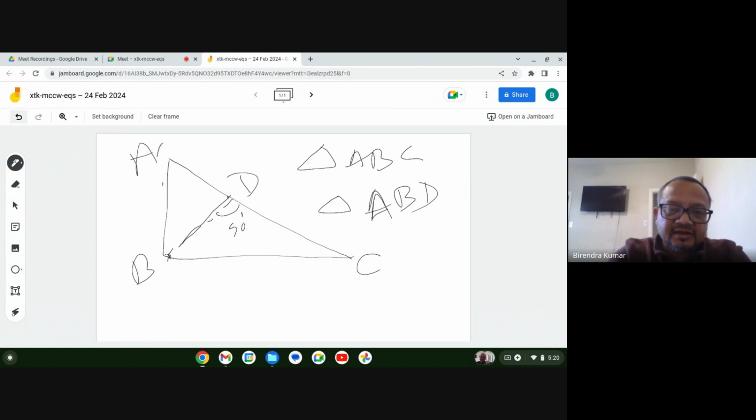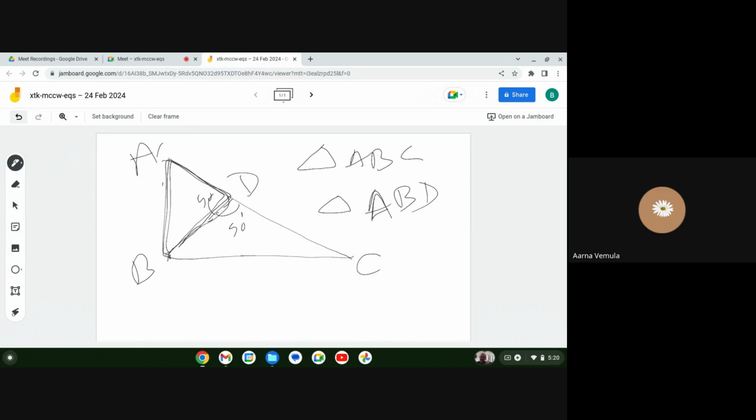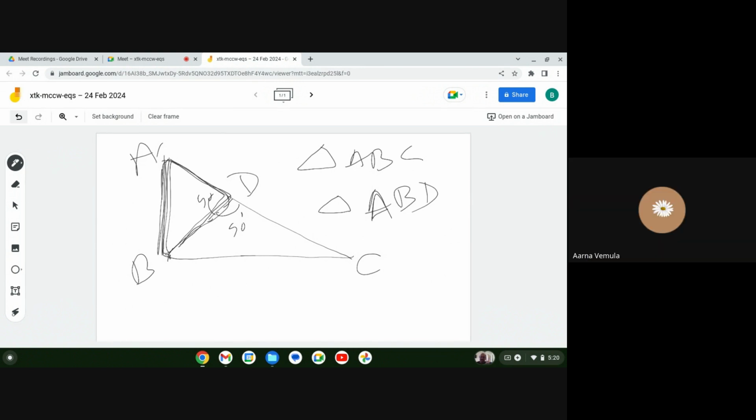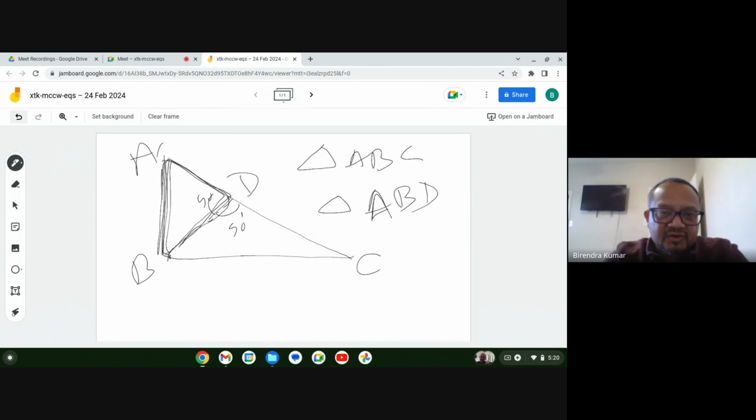ABC is the full triangle, this right angle triangle. Now ABD is the smaller triangle, this one. What do you see between these two triangles? The side AB is common in both of them, right? Another thing that you see is this angle is also common in both of them, right?